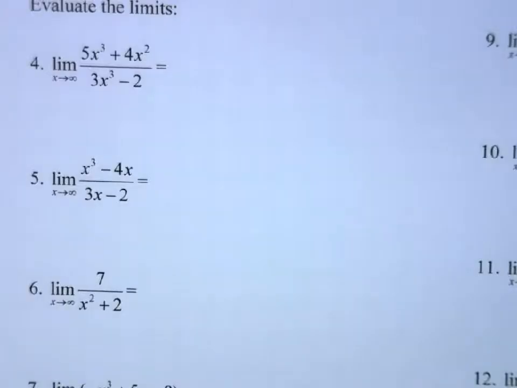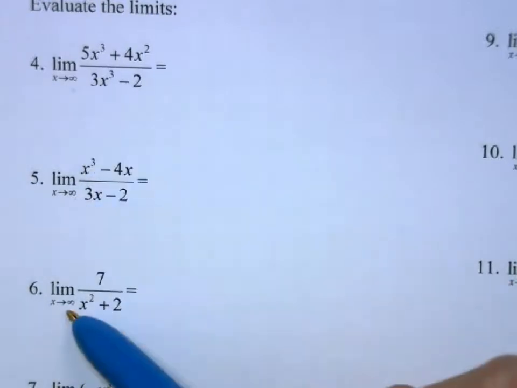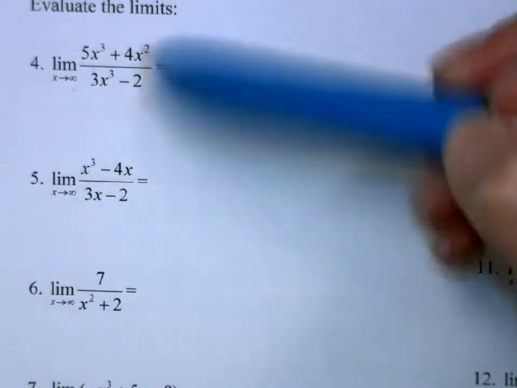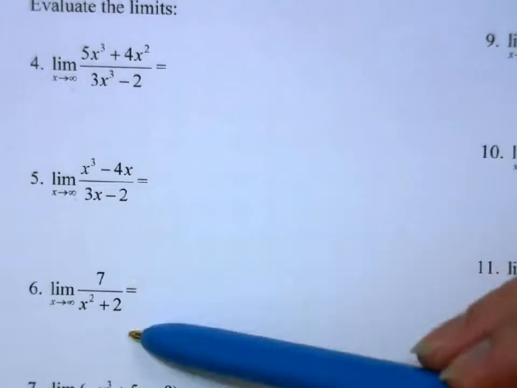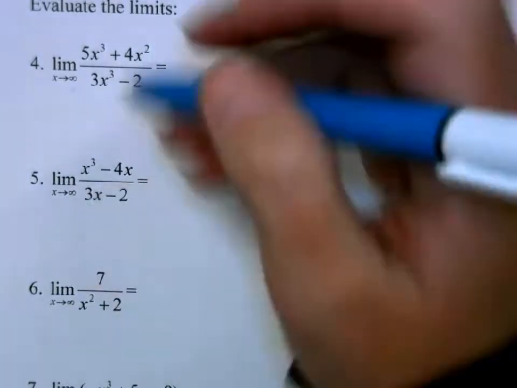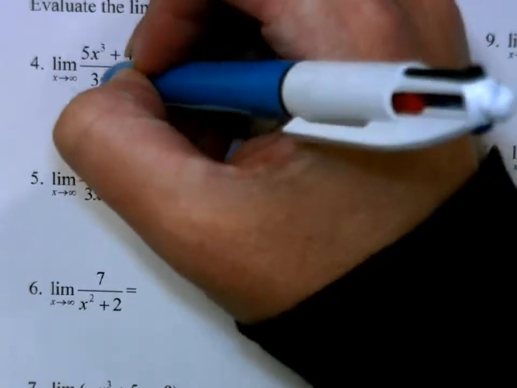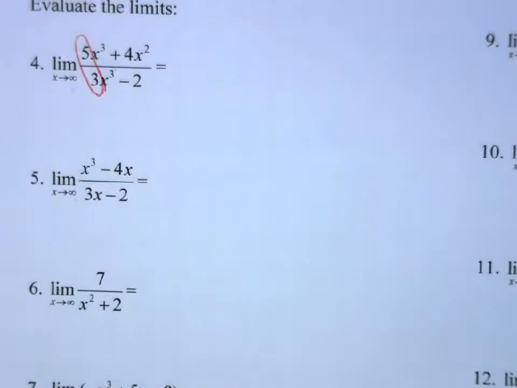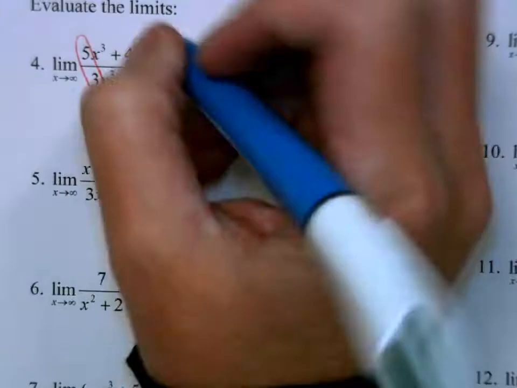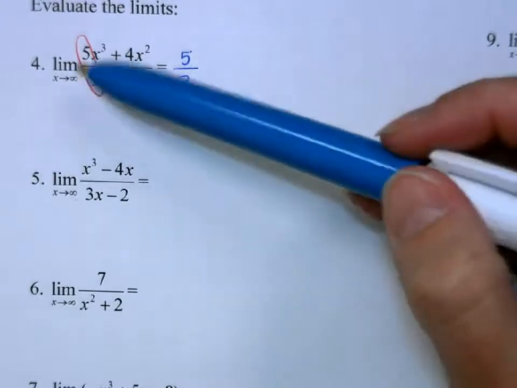So these first 3, we're all going to infinity, infinity, infinity, and it is a rational function. So in that case, you're looking at the degree of the top and the bottom. This first one, the degrees are the same on the top and the bottom. So they're going to grow at the same rate. So the leading coefficients take over. So it's just 5/3. We only care about the highest power.